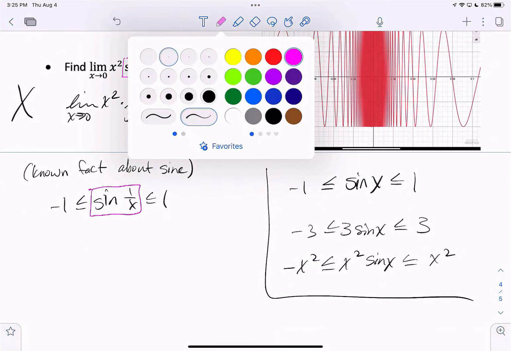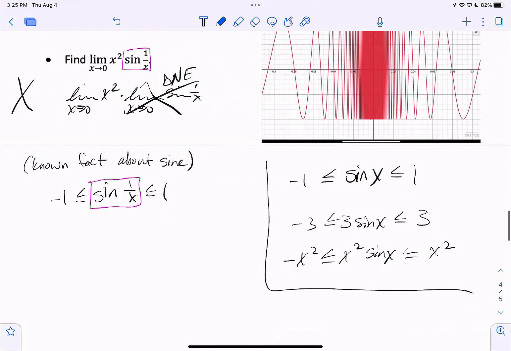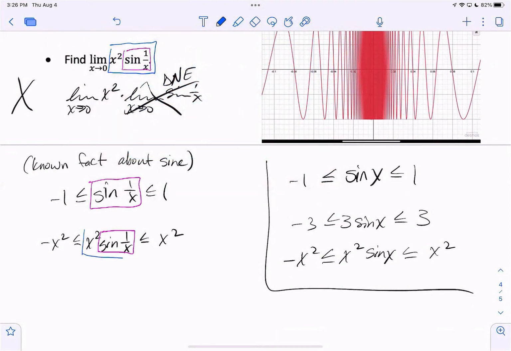Now, I'm building up this expression here, and so I'm going to multiply all three parts of the inequality by x squared. And according to the discussion that we just had, I know that x squared times the sine of 1 over x is going to be between negative x squared and x squared. And in terms of building the expression, I have sine of 1 over x that's being multiplied by x squared, so everything's cool. And there's a property of limits that I haven't talked about, but should make intuitive sense.